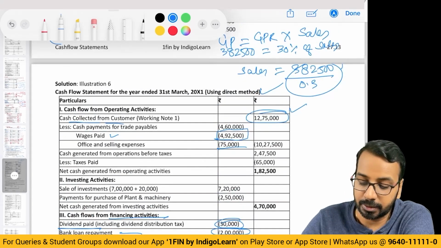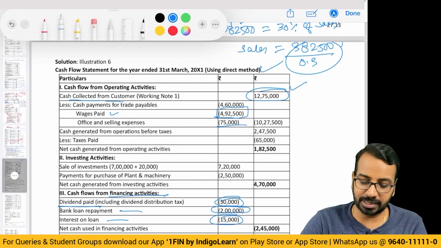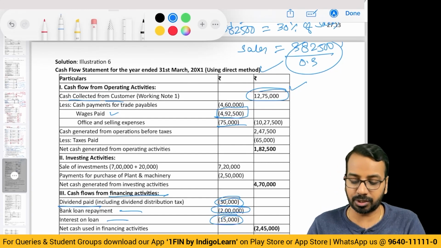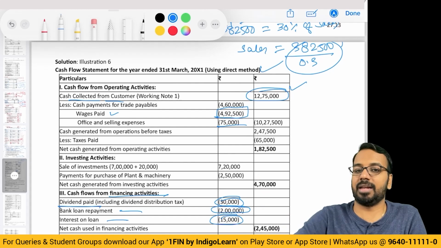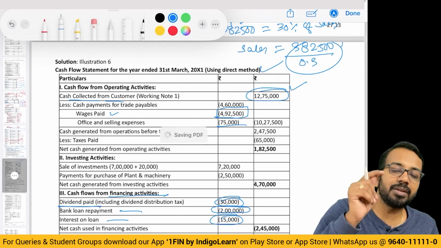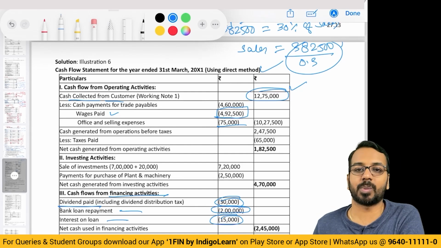Now in exam, what you can do is you can leave some sections. For example, for operating activities, you can leave half a page. Second half, you can leave it for investing activity, and in the next page, you can do the financing activity. So that as and when you get information in the question, you can pick it up and plot it at its respective place.